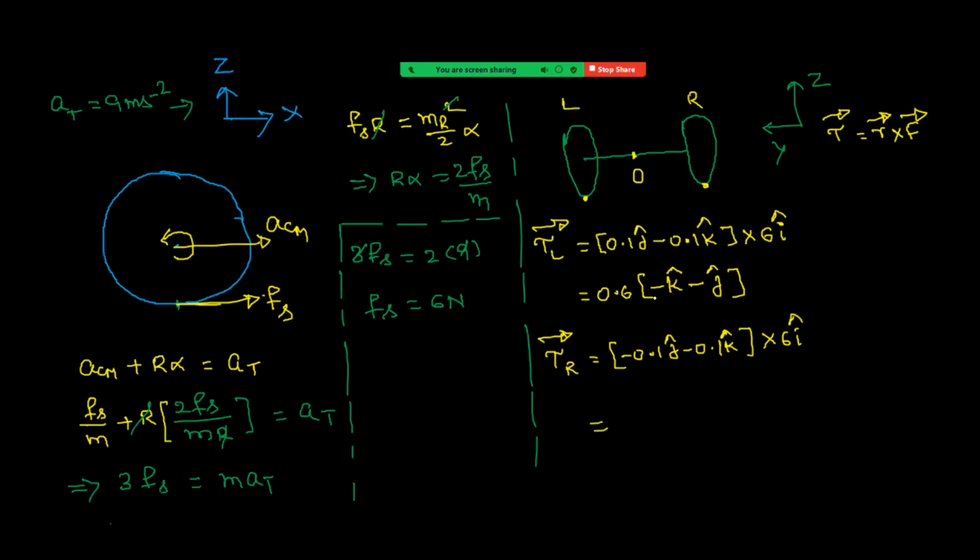So the only change now is this first part will be positive, right? So I'm taking 0.6 outside. J cap cross I cap. That is minus K cap. Minus of minus plus. That is K cap. Minus K cap cross I cap. That is J cap. Okay. So the main thing is writing the condition for no slipping, and the rest is just using the definition of torque, R bar cross F bar. Okay. Let us see the next problem.